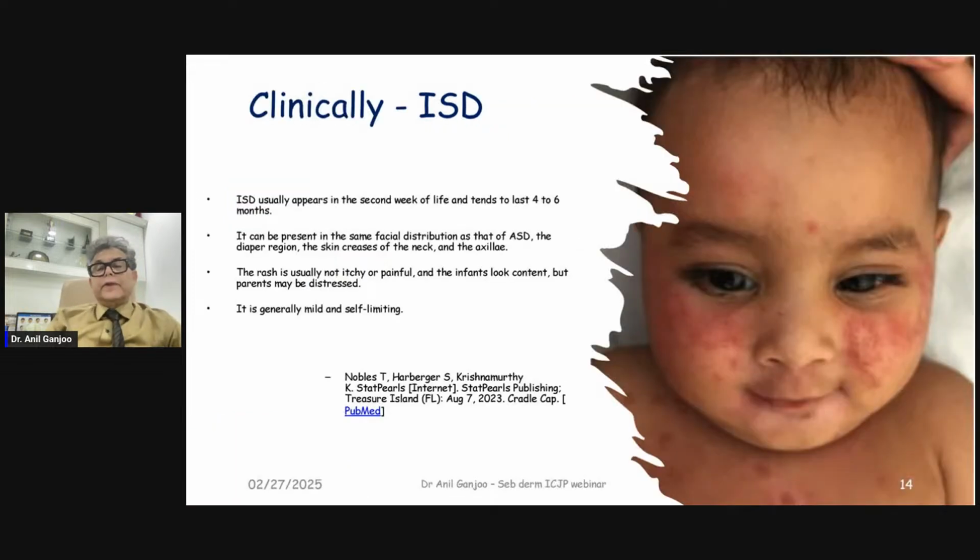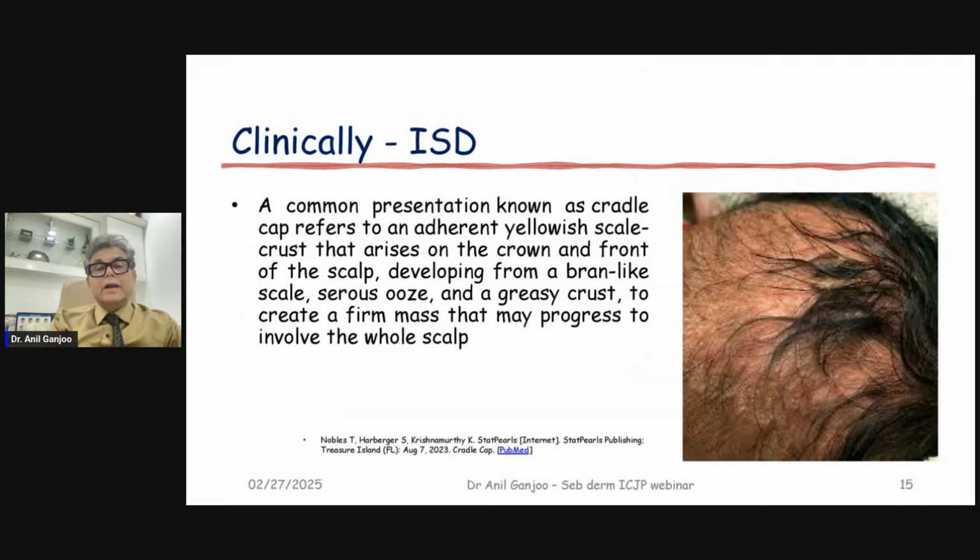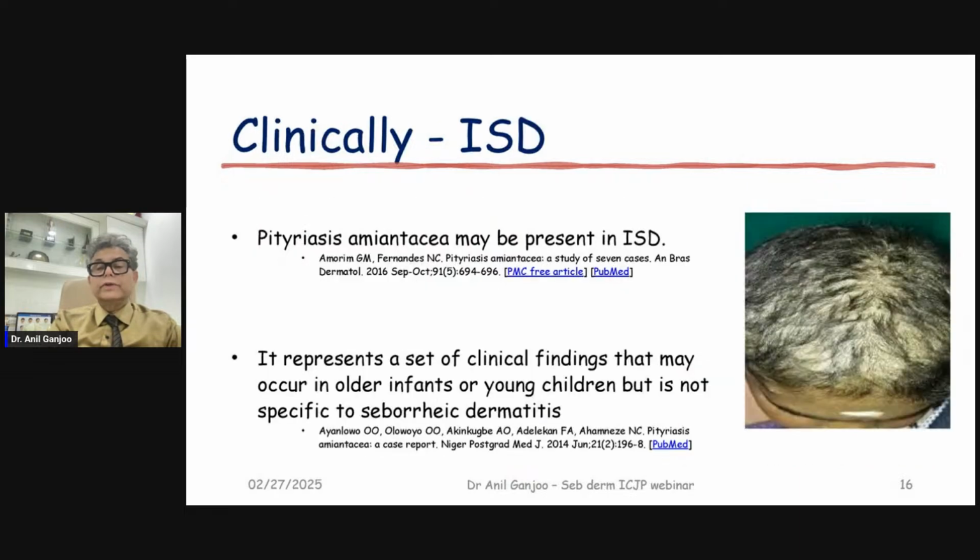Now, clinically, in the infantile stage, the disease presents within the first 4 to 6 months of life, usually as a rash on the so-called seborrheic areas: the cheeks, the flexures, the forehead, the retroauricular area, and the scalp. In the scalp, we have these greasy, thick, adherent scales that produce serous discharge and a greasy crust that can be firm at times and difficult to remove from the scalp.